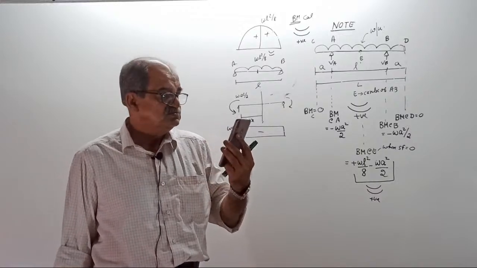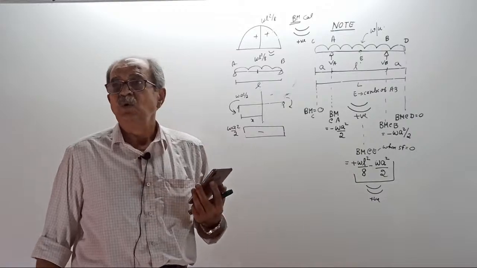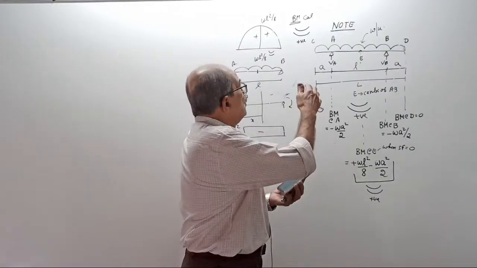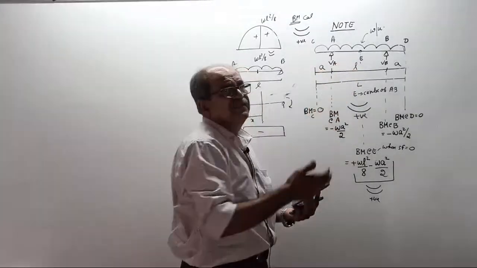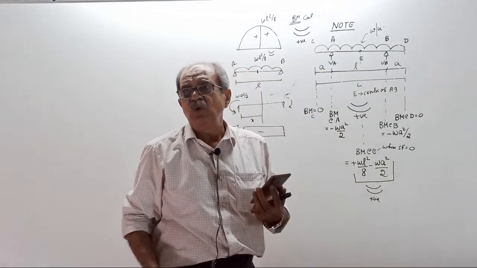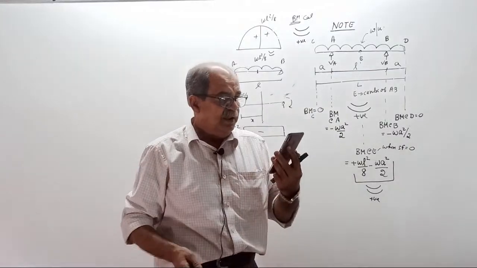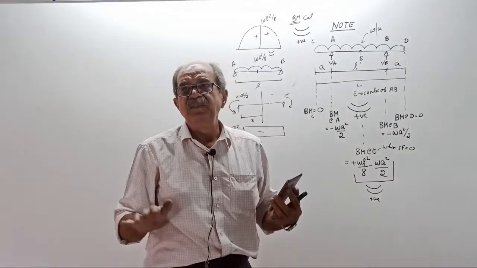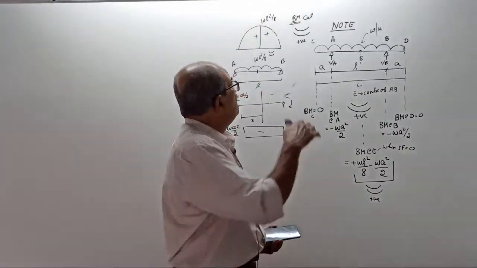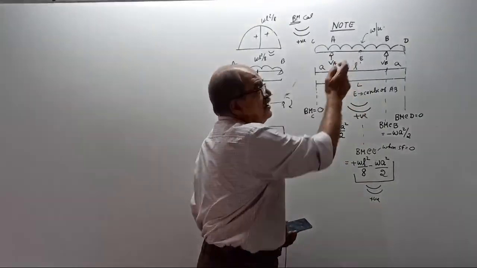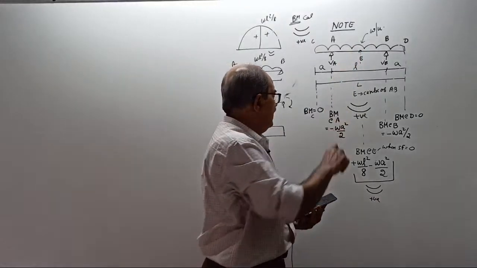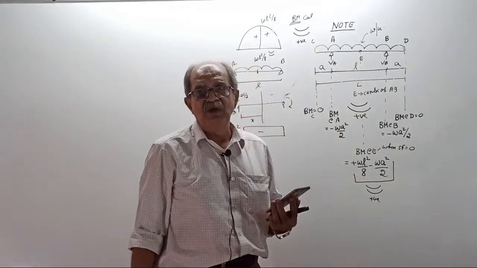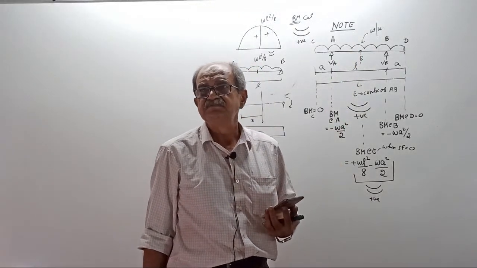100% positive. How? I told how you can tell. We do not know the value of A or the ratio of A by L. If nothing is known, in absence of data, if someone asks about this beam in the interview, what is the BM here? I will tell: WL square by 8 minus WA square by 2, sagging.